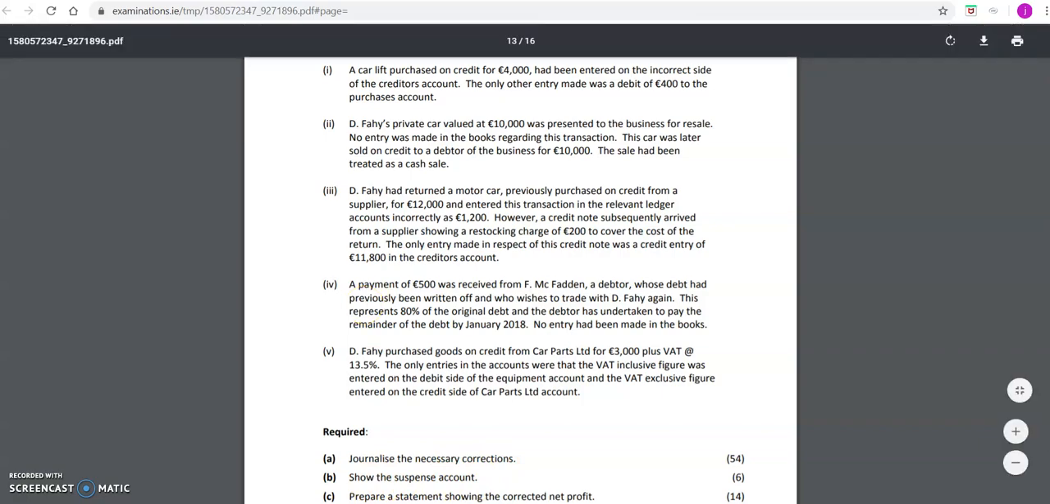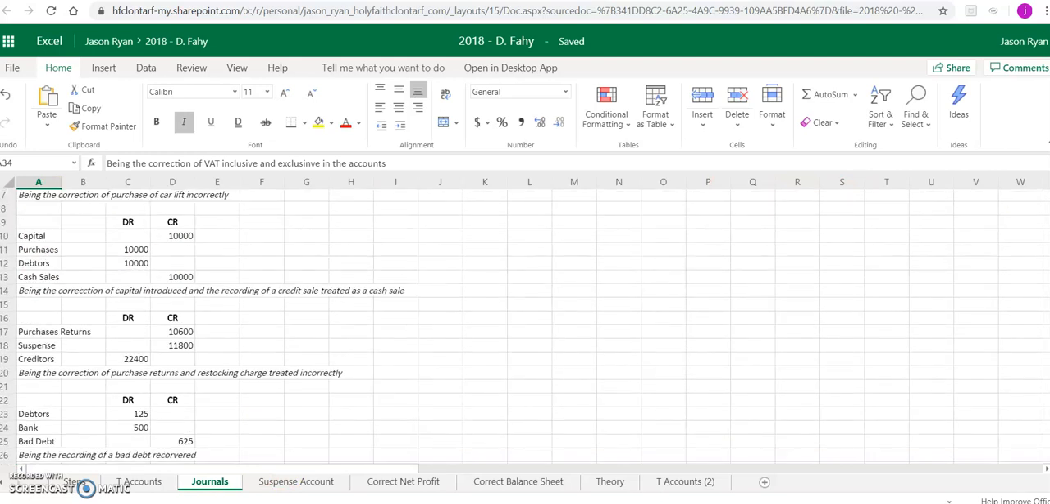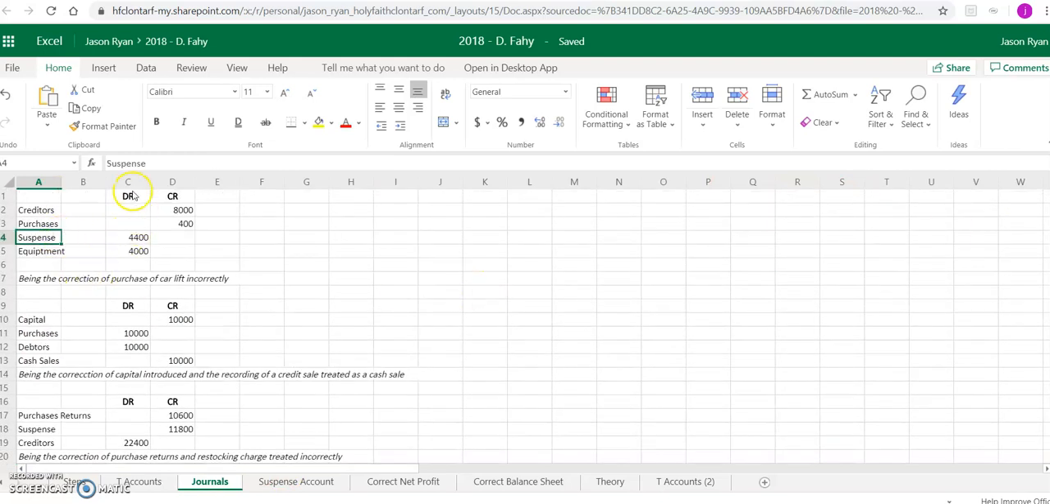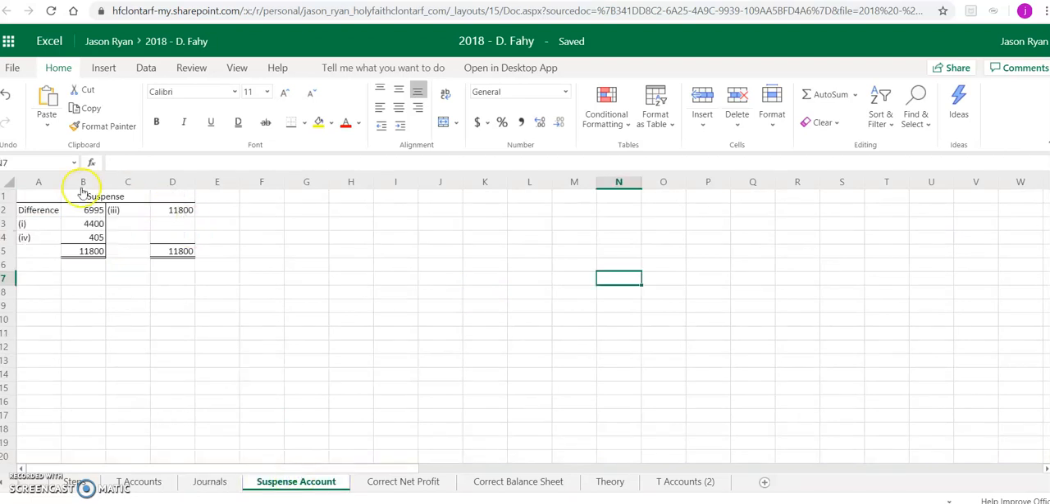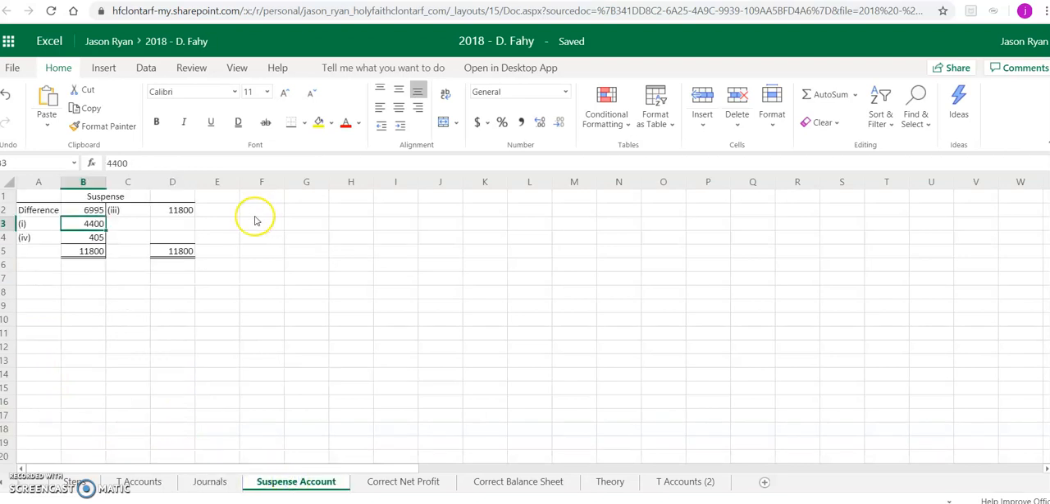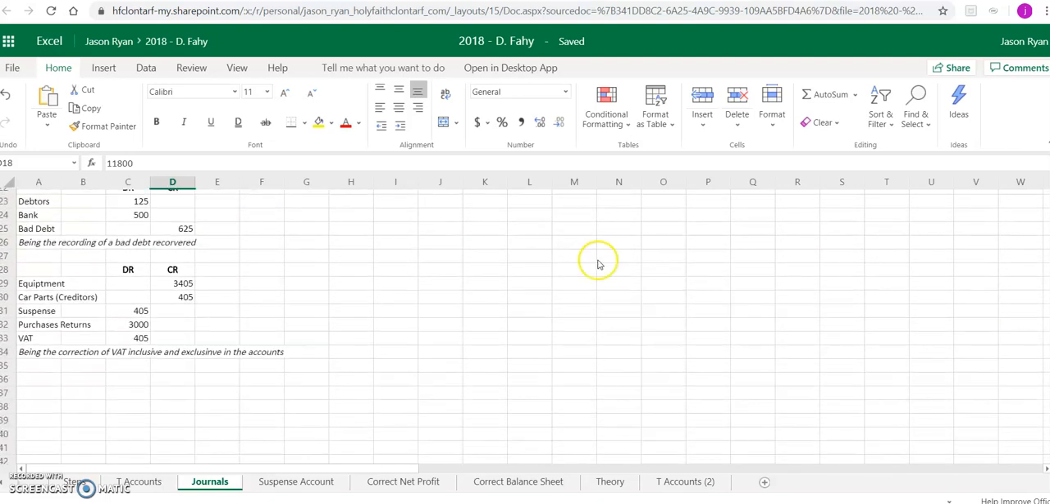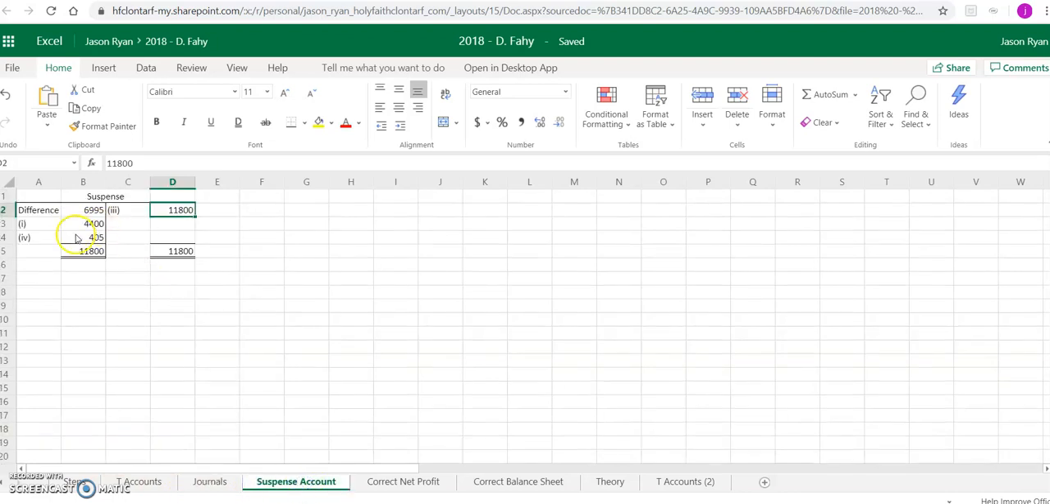For the suspense account, you look through your journals and see where the suspense is on the debit or credit side, and what you're trying to calculate is the suspense figure at the start. So we look down here, we've got as part of our first adjustment, suspense on the debit side of 4,400. So it goes in your T account, debit side, 4,400. Keep scanning down, suspense on the credit side, 11,800. So on the credit side, number 3, 11,800. And we keep going down, and then the last one, suspense, 405.